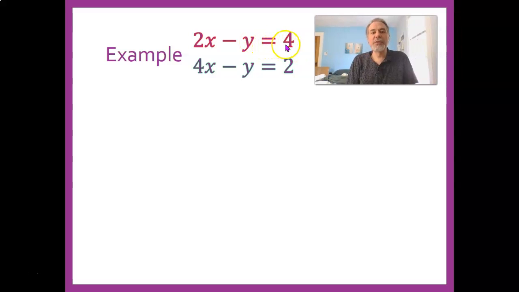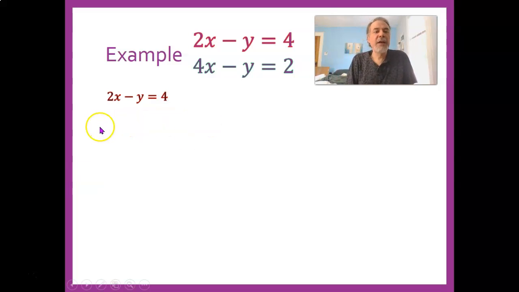2x minus y equals 4 and 4x minus y equals 2. First thing I have to do is pick one or the other of these equations and solve it for one or the other of the variables. So I think I'm just going to start with the top equation and solve it for y. Get it so that y is by itself on one side.